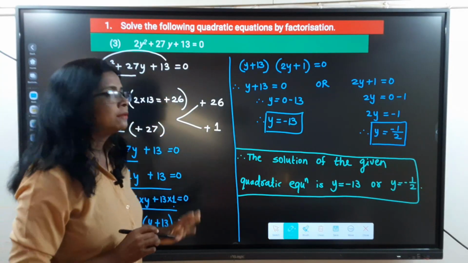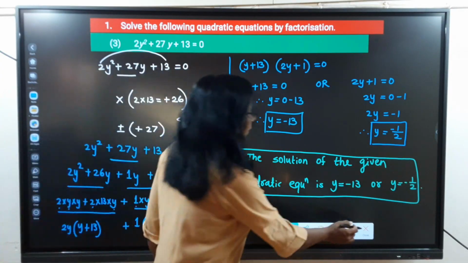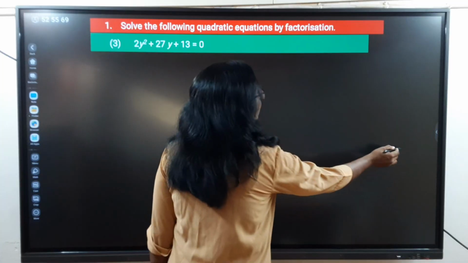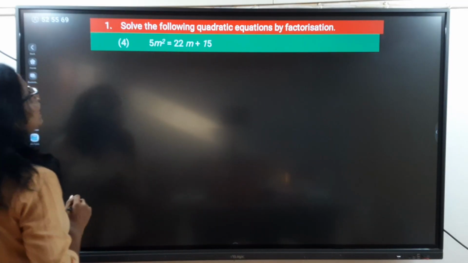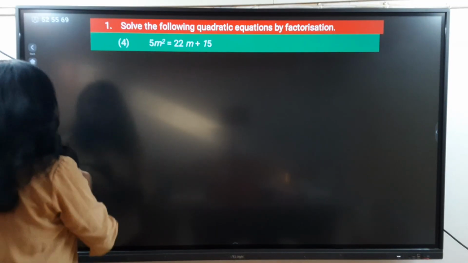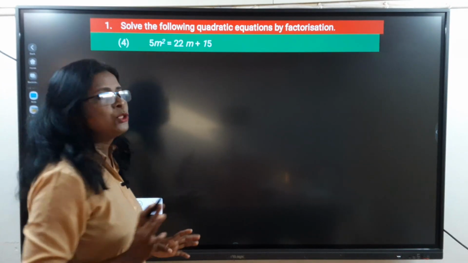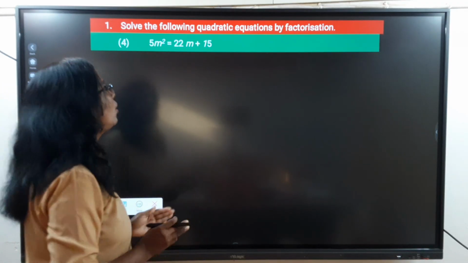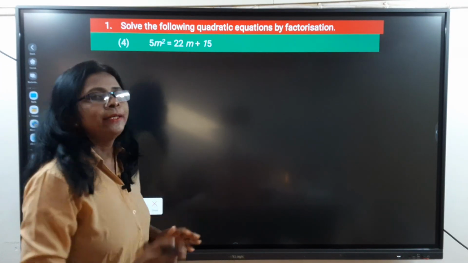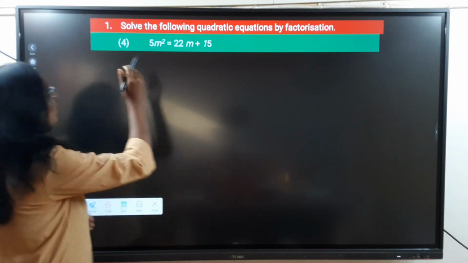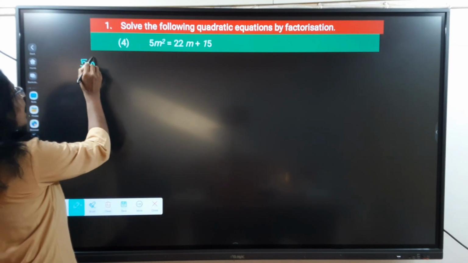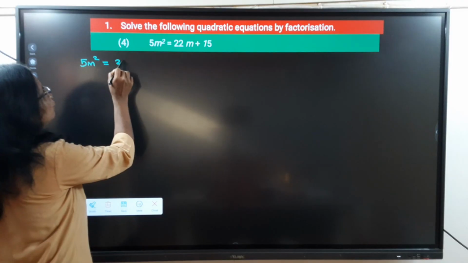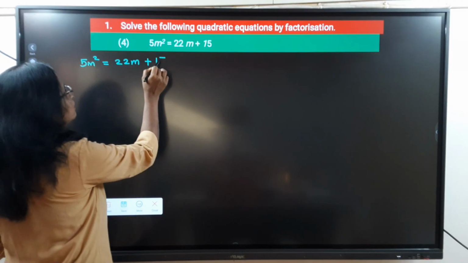So in such a way, these are the solution. Now the next example, students: 5m square is equal to 22m plus 15. Here, first we simplify this equation, or we write it in the standard form of a quadratic equation. So first I write down the equation as it is: 5m square is equal to 22m plus 15.